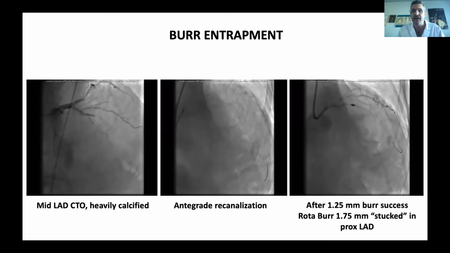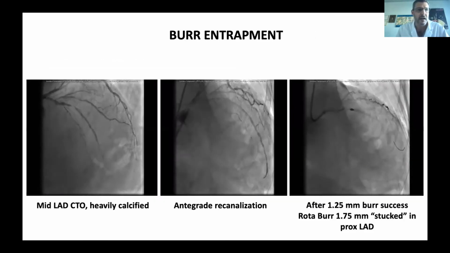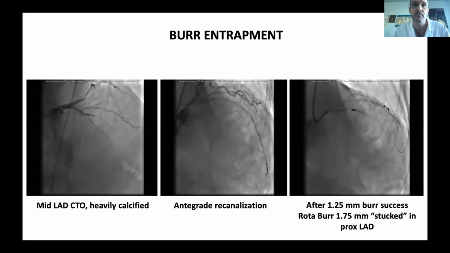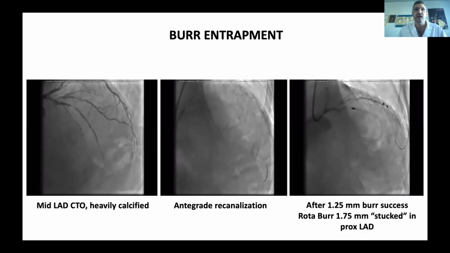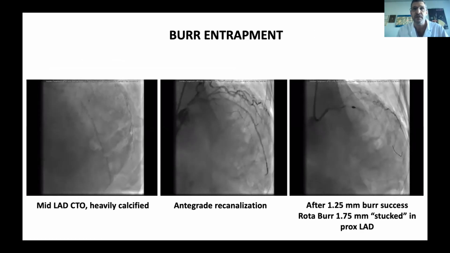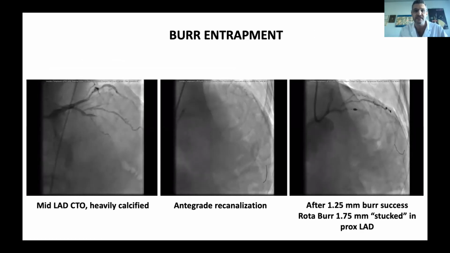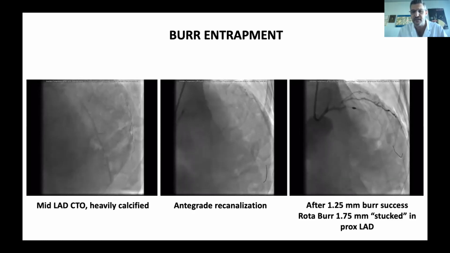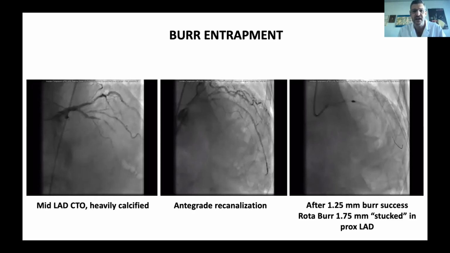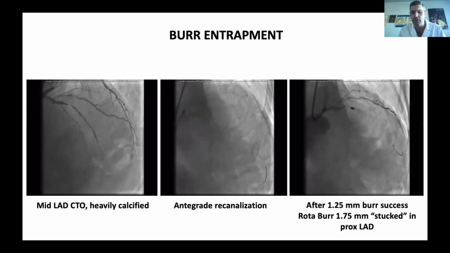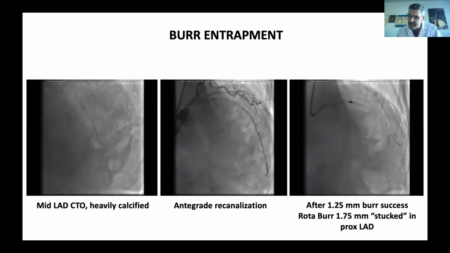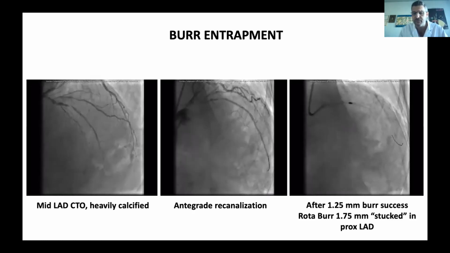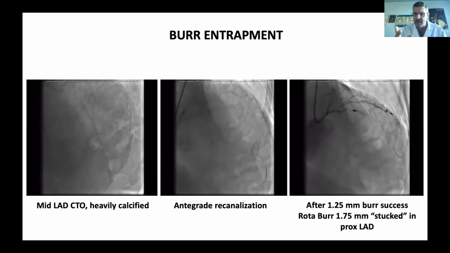into the calcified lesion. Another frequent complication that we experienced in our series, in our data, was burr entrapment, which occurred in 10 cases, because of course we are treating very complex lesions such as CTO PCI, and in about 30% of cases with severe calcification. So the need for rotablation is quite frequent in this kind of procedure.